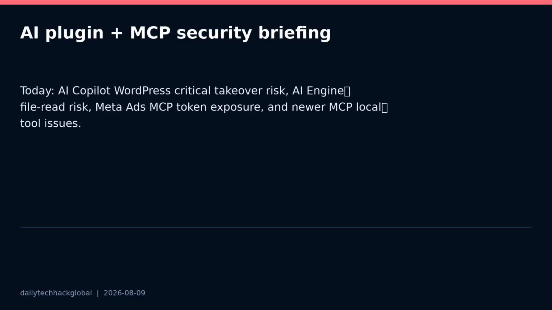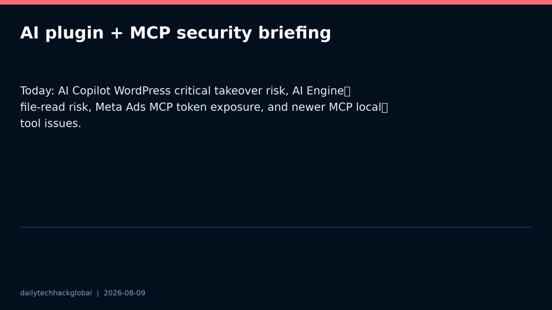If you run WordPress AI plugins or model context protocol tools, check exposure today. The practical risk: one AI content plugin flaw is rated critical and can lead to administrator account creation on vulnerable sites, while several MCP advisories involve token exposure, server-side request forgery, or local command injection paths. Patch first, then reduce who can call AI workflows and agent tools.